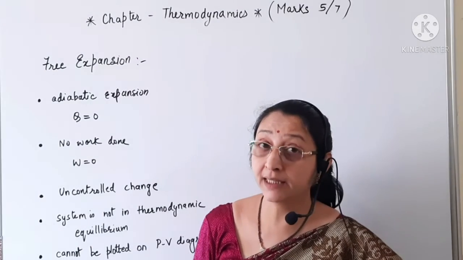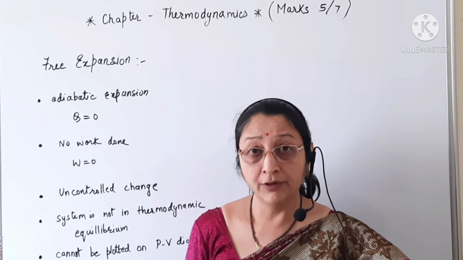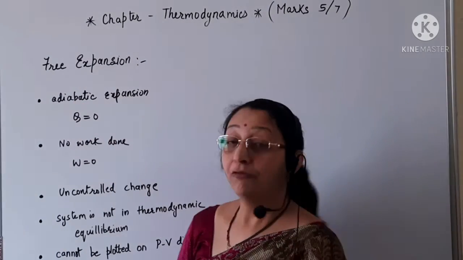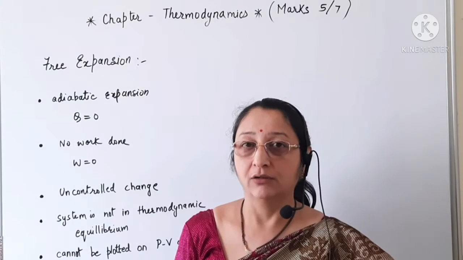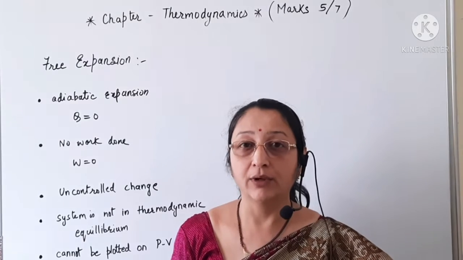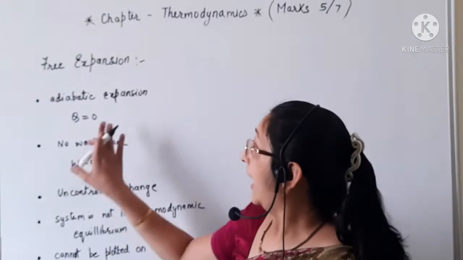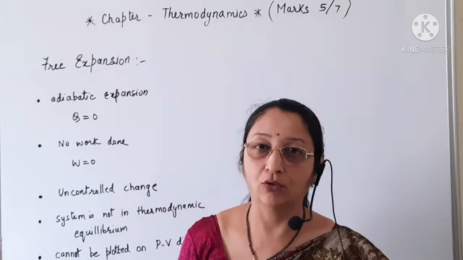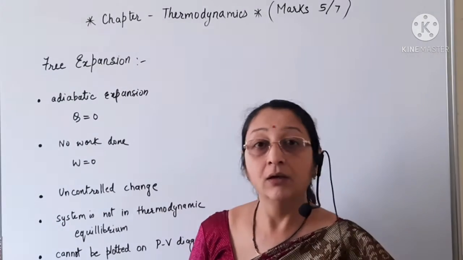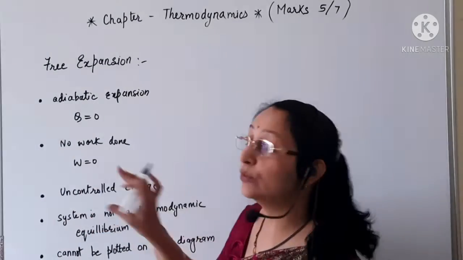The next point which we would be discussing, the last point of this chapter, is the free expansion. Now, the free expansion is the adiabatic expansion, where there is no exchange of heat with the surrounding. Heat is neither given to the surrounding nor taken from the surrounding. And hence, Q is equal to 0. Also, in free expansion no work is done. No work is done by the system, no work is done on the system. So, W is equal to 0.